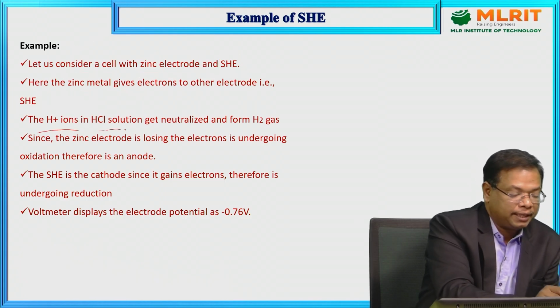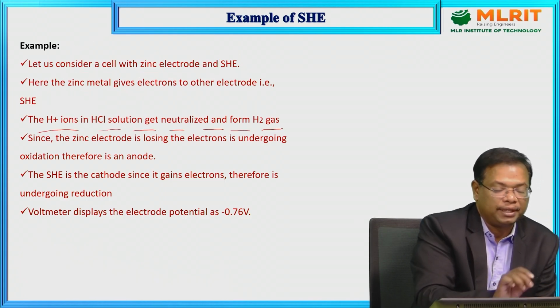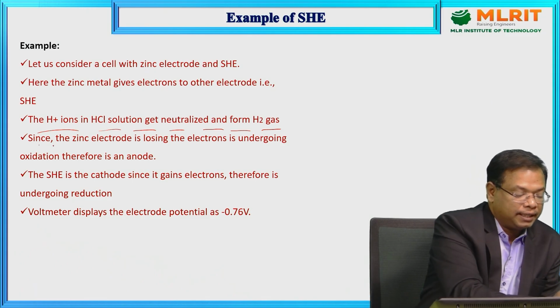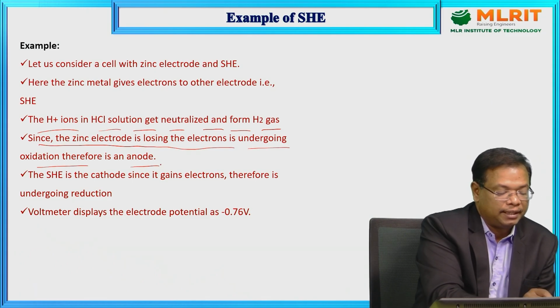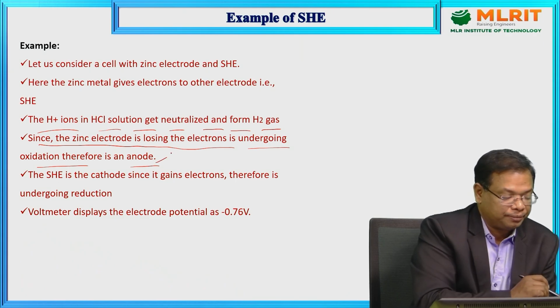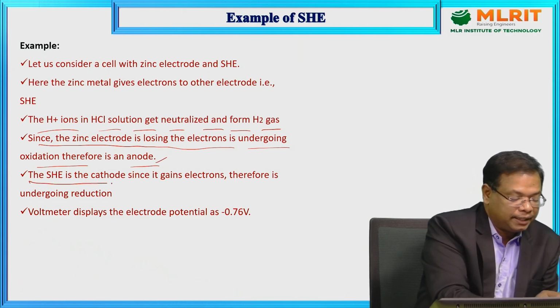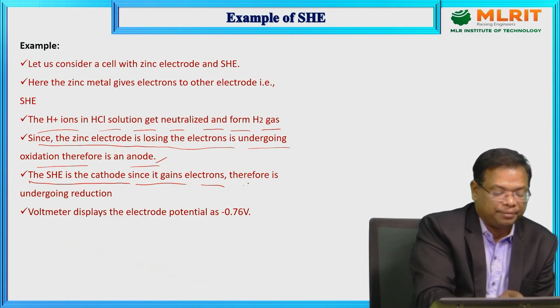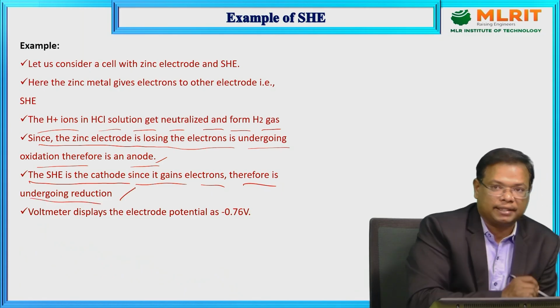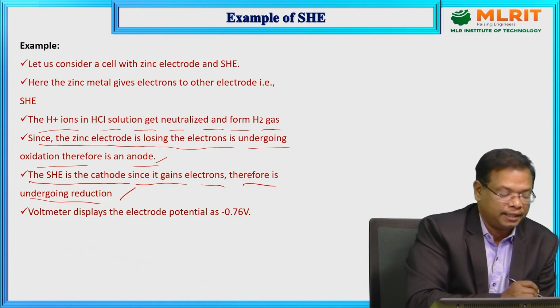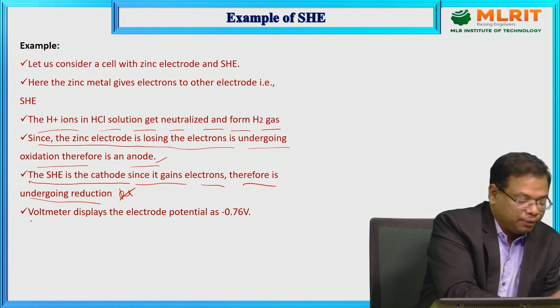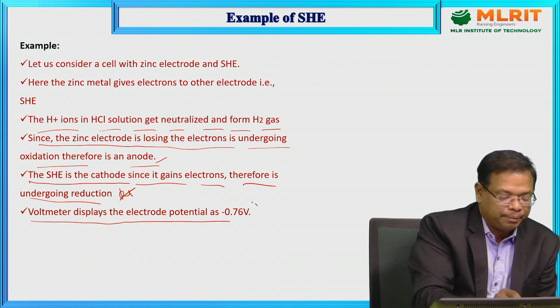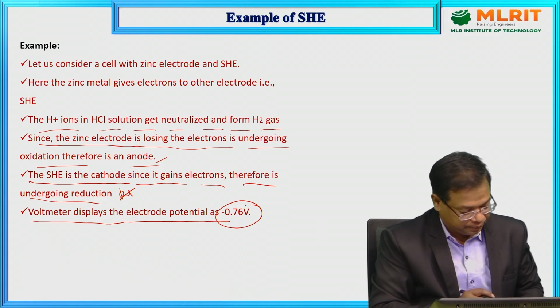So the H plus ions in the HCl solution get reduced and form H2 gas. Since the zinc electrode is losing electrons, it is undergoing oxidation, therefore it is an anode. The SHE is the cathode, since it gains electrons and undergoes a reduction reaction. So with SHE acting as cathode, the voltmeter displays the electrode potential as minus 0.76 volts.